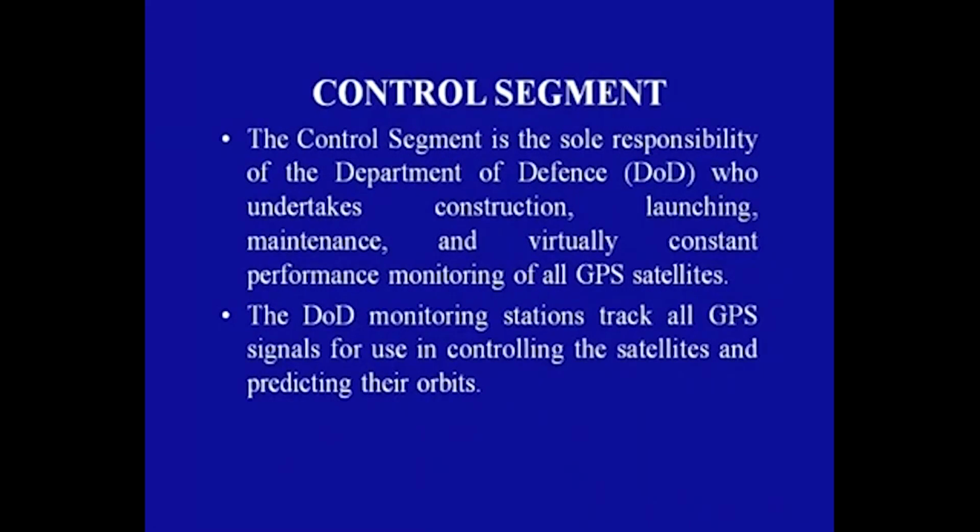The control segment is a total responsibility of the Department of Defense, US government, who undertakes the construction, launching, maintenance and virtually constant performance monitoring of all GPS satellites. The Department of Defense monitoring stations track all GPS signals for use in controlling the satellites and predicting their orbits. So, it plays a major role in the GPS system, and hence this is a very critical element in the whole process of GPS.